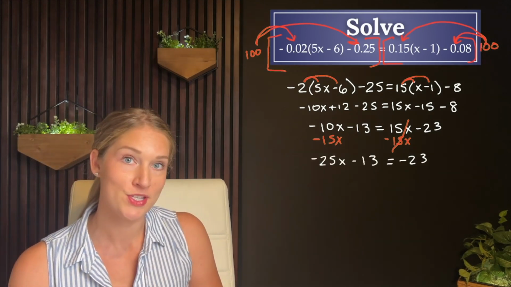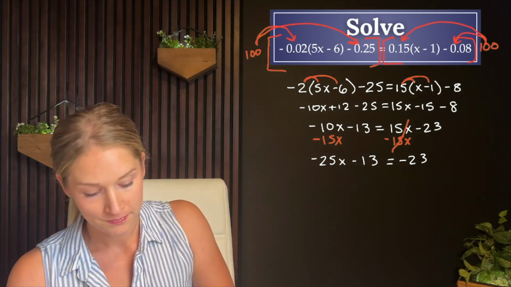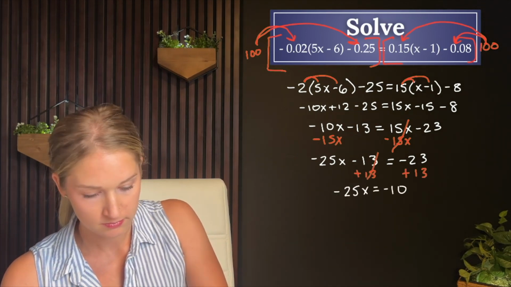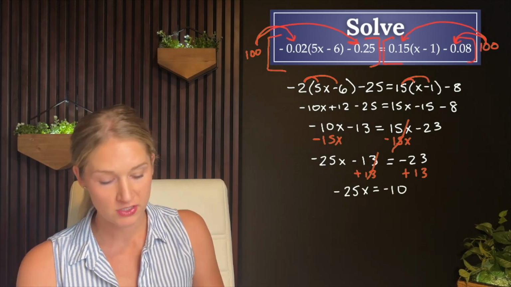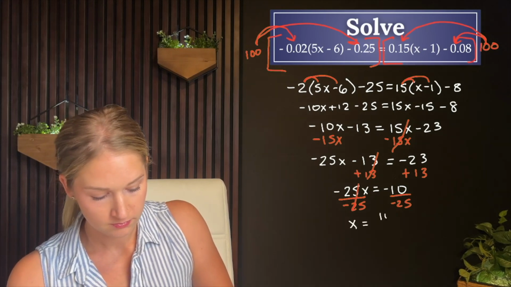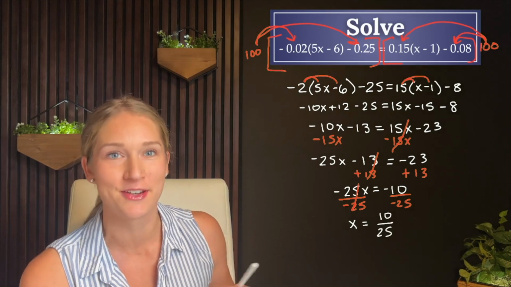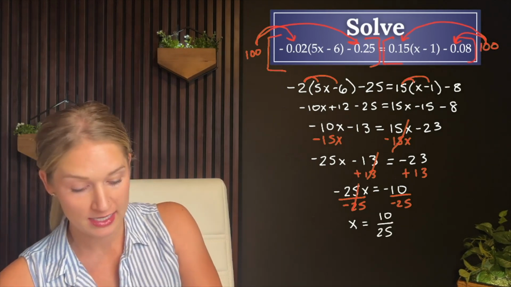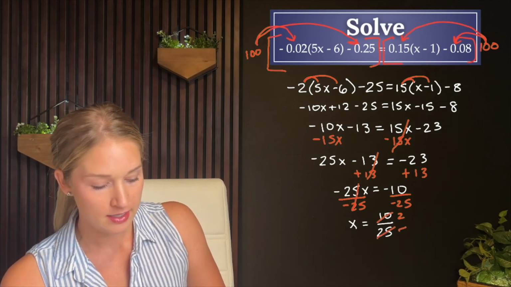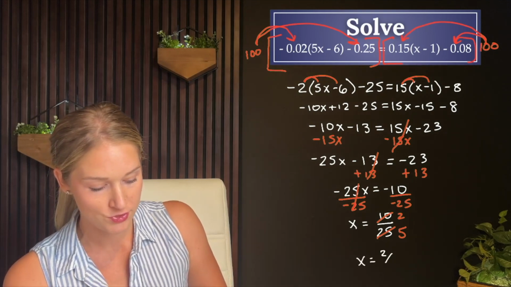Now that I have my variables on the left, I want everything else on the right. So all my constants need to be on the right-hand side. So I add 13. And now I can go ahead and do my division. Remember that 2 negatives make a positive, so this just becomes positive 10 over 25. I will reduce my fraction. I can divide both of those numbers by 5. So when I divide by 5 in the numerator, I get 2, and in the denominator, I get 5. So my solution here is positive 2/5.